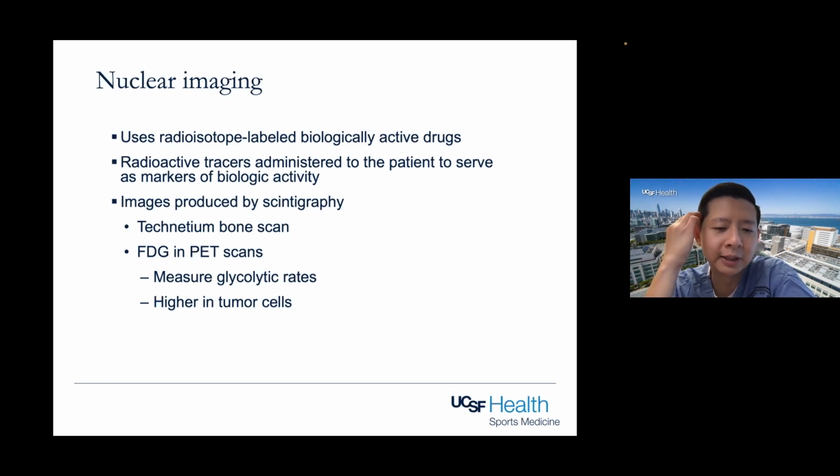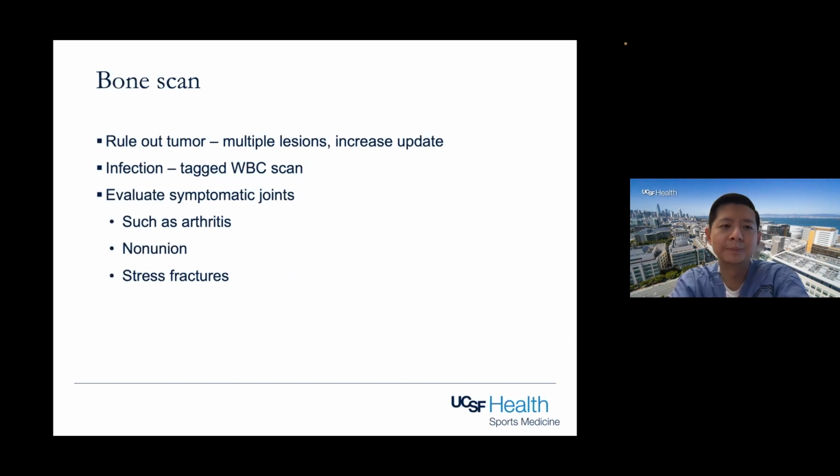And then those measure the glycolytic rates. You can also use it a lot for tumor cells and oncology, because tumor cells will eat up a lot more biomaterials than your normal cells. So this is where you can do a nuclear scan, and different areas will light up. That's where you can look for metastases, essentially.